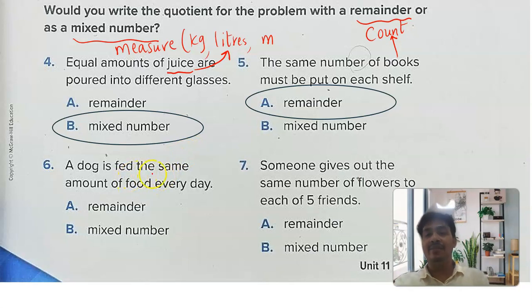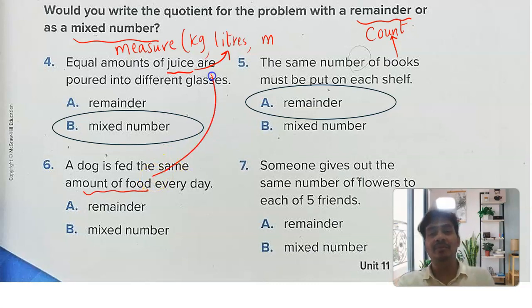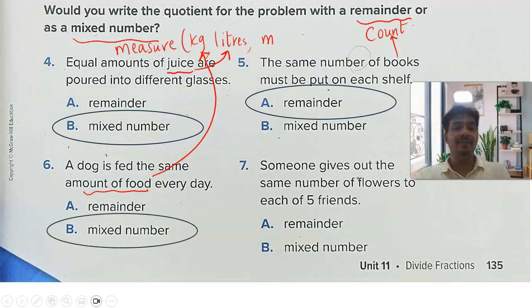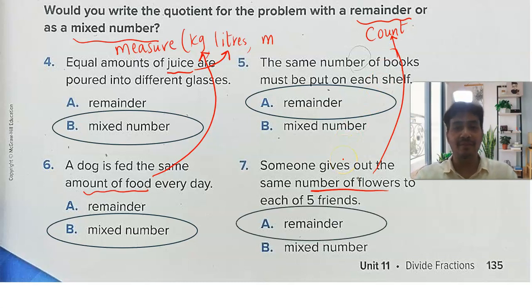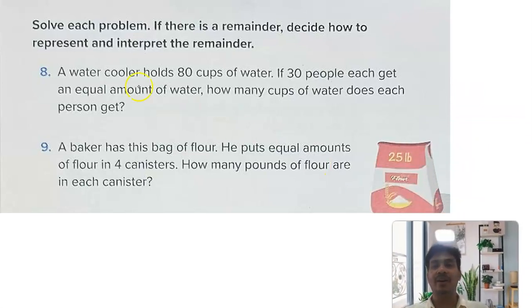A dog is fed the same amount of food. Now, food is usually measured in kgs. So we will use the mixed number method. And lastly, someone gives out the same number of flowers to each of the 5 friends. Number of flowers is something which you can easily count. So this is also the remainder method. Is that okay? Let's proceed.